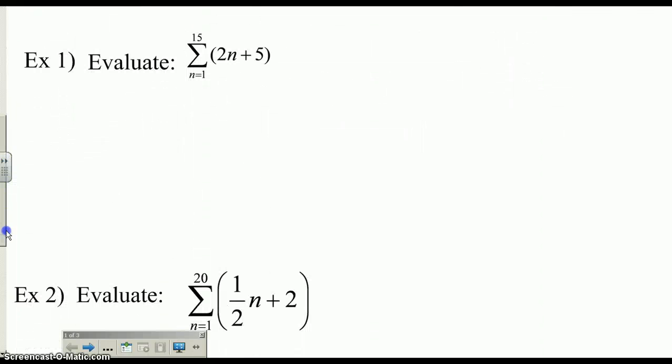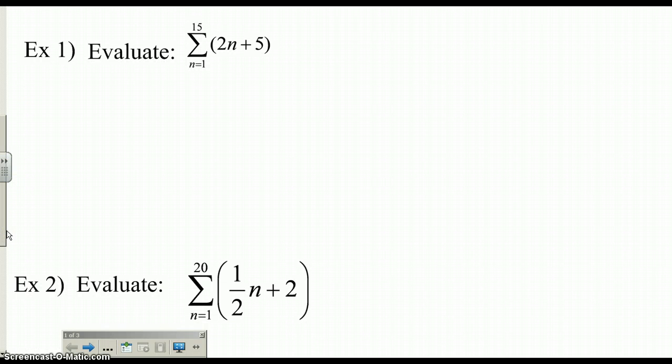So let's look at example 1. We're going to add up the numbers in the sequence from 1 all the way to 15 in the sequence 2n plus 5. So what we need to do is figure out, is it arithmetic or geometric, so we can figure out which formula to use. It is arithmetic because there's no exponent. Look at the form. It's going to be the form of an arithmetic sequence.